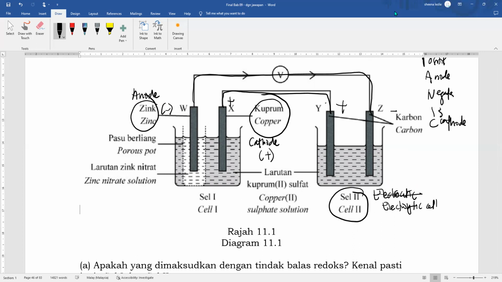Is it Zn, brackets solid, then one line, and then Zn2+ aqueous, and then double line? Correct. Cu2+ aqueous, one line, Cu solid. Very good. Good job.